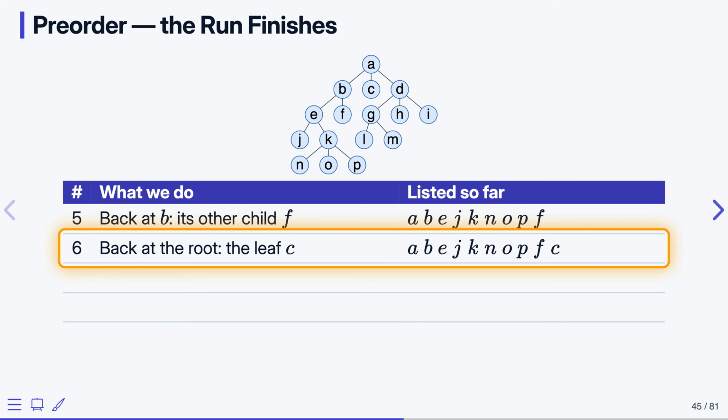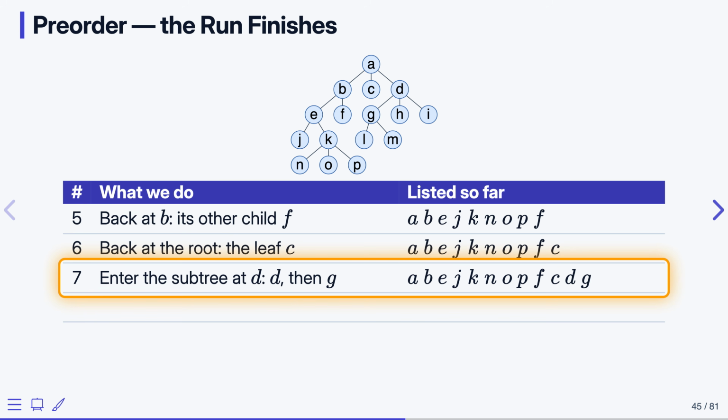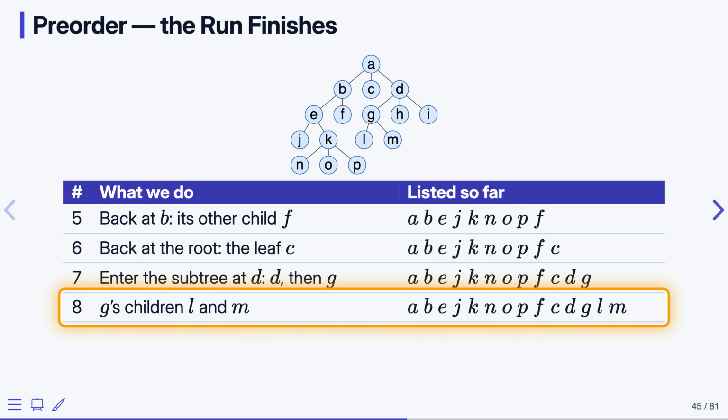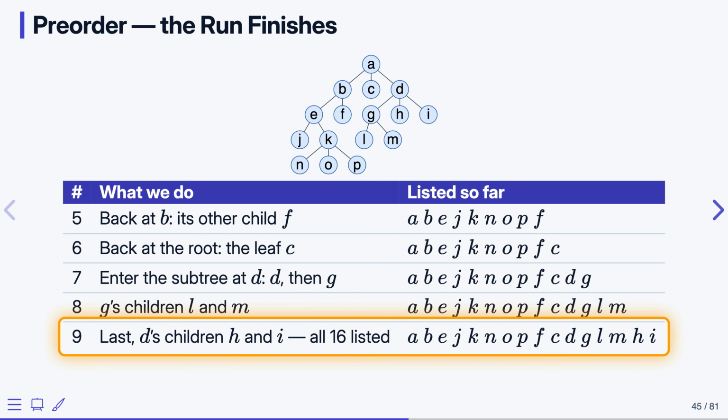Now the subtree at B is finished, so we go back to the root. The root's next child is C. It is a leaf, so we just write down C. Step 7. Now the last subtree, the one at D, we write down D, then its first child G. Step 8. G has 2 children, L and M, we write both. Step 9. Back at D, its remaining children are H and I, we write them, and now all 16 dots are on the list. The preorder is A, B, E, J, K, N, O, P, F, C, D, G, L, M, H, I.